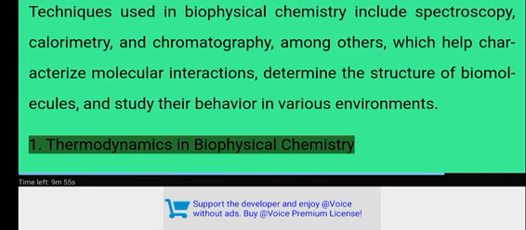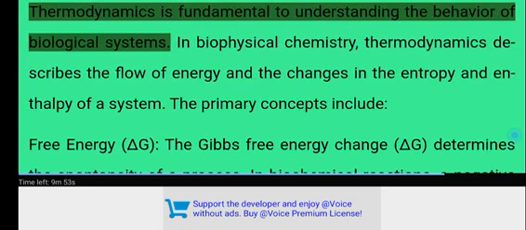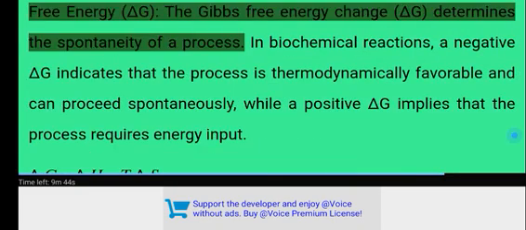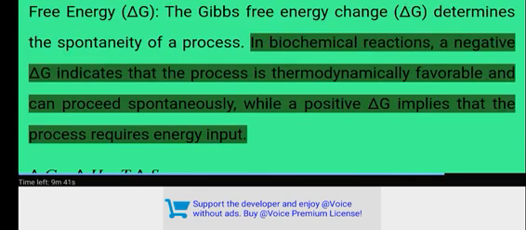1. Thermodynamics in biophysical chemistry. Thermodynamics is fundamental to understanding the behavior of biological systems. In biophysical chemistry, thermodynamics describes the flow of energy and the changes in the entropy and enthalpy of a system. The primary concepts include free energy, delta G. The Gibbs free energy change, delta G, determines the spontaneity of a process. In biochemical reactions, a negative delta G indicates that the process is thermodynamically favorable and can proceed spontaneously, while a positive delta G implies that the process requires energy input.